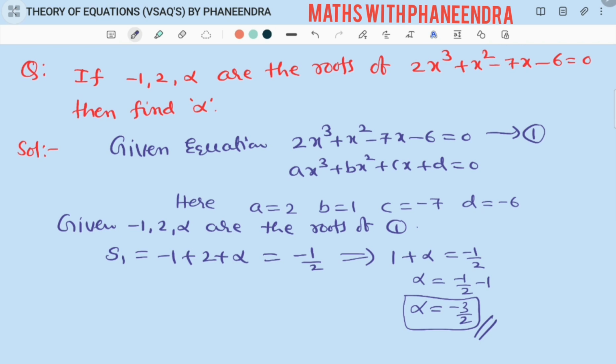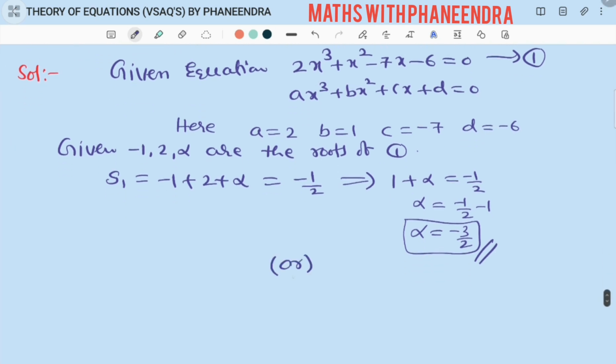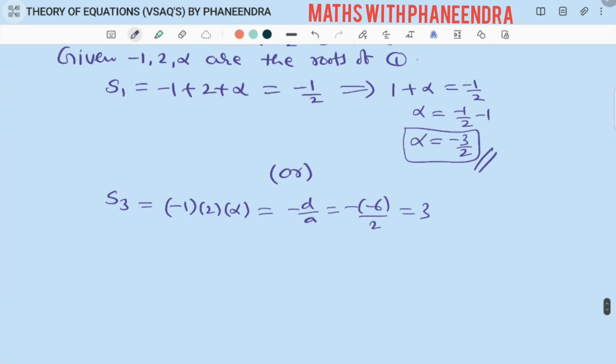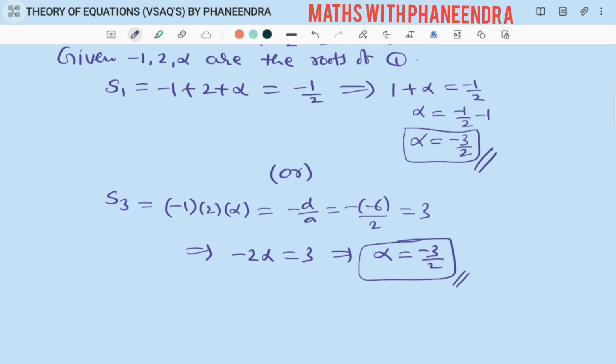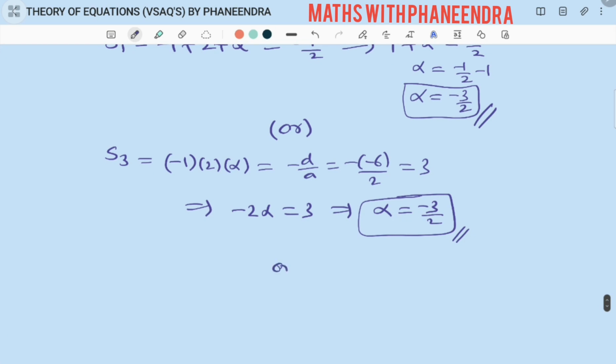If you want to apply the product of the roots, that is S3: minus 1 into 2 into alpha is equal to the product of the roots, minus d by a. So minus of minus 6 by a, value of a is 2, so 3 it will become. So minus 2 alpha is equal to 3, which implies alpha is equal to minus 3 by 2. Even like this we will get the answer. Even if you want, you can apply the sum of the product of the roots taken two at a time, S2; the answer will come. Even that will do.